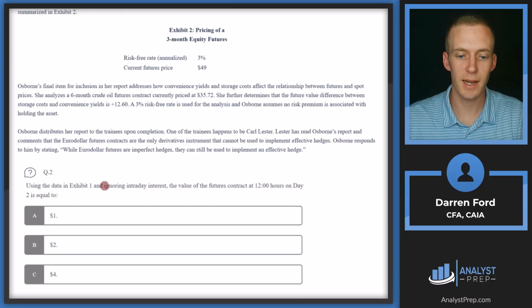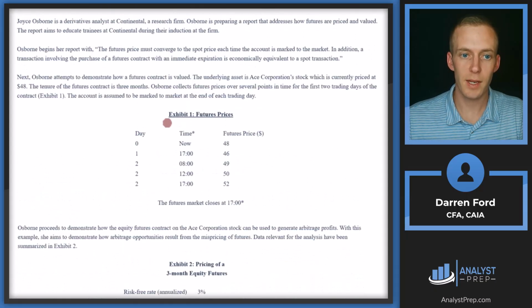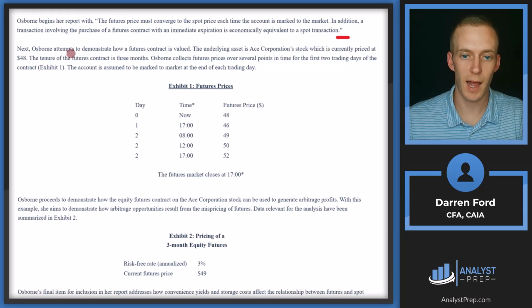Question 2, using the data in Exhibit 1 and ignoring intraday interest, the value of the futures contract at 1200 hours on day 2 is equal to $1, $2, or $4. So let's read until we get to this exhibit. We left off right here. Next, Osborne attempts to demonstrate how a futures contract is valued. The underlying asset is Ace Corporation stock, which is currently priced at $48. The tenure of the futures contract is 3 months.